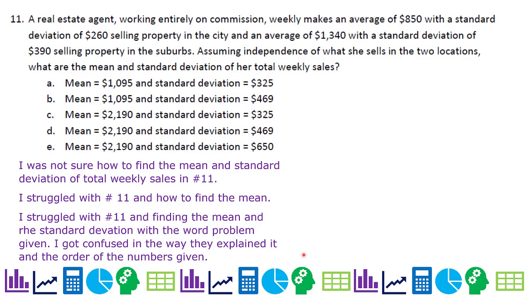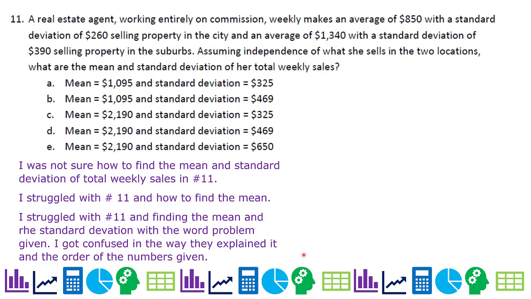Number 11, a real estate agent working entirely on commission weekly makes an average of 850 with a standard deviation of 260, selling property in the city and an average of 1340 with a standard deviation of 390, selling property in the suburbs. And assuming independence of what she sells in the two locations, what are the mean and standard deviation of our total weekly sales?